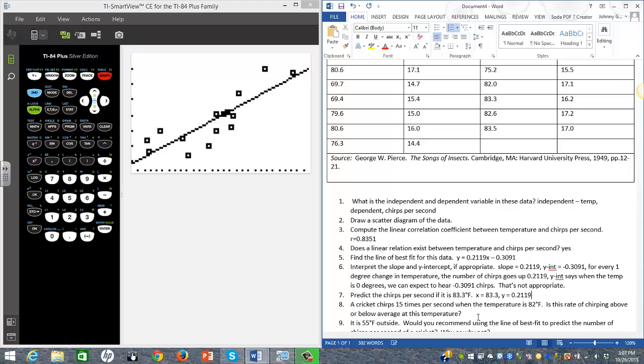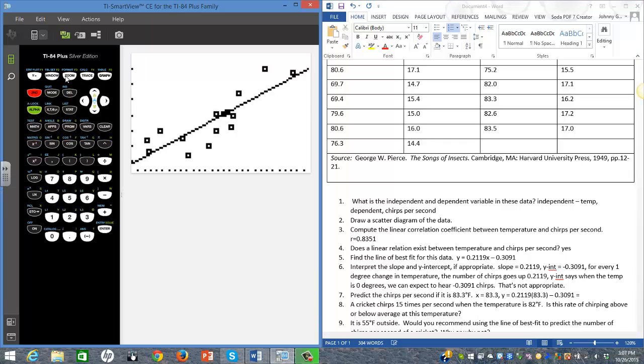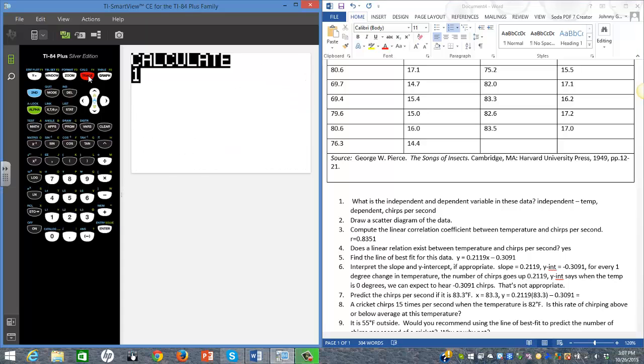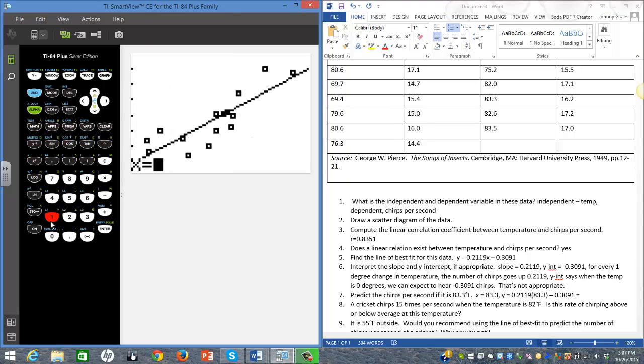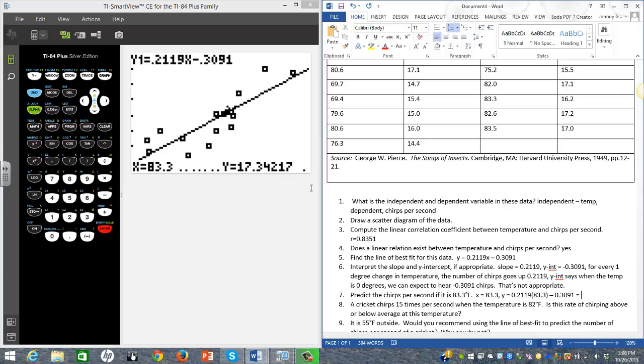0.2119 times 83.3 minus 0.3091. You can do that, or if you go back to your calculator, I can just go to second calc, and I can find the value of 83.3 and just type it in here, and you'll get the same thing. You actually get a more accurate answer using the calculator because it has not rounded anything. I'm going to round to 1 decimal place for the y because all the numbers in my table are 1 decimal place. So it's 17.3 chirps per second.